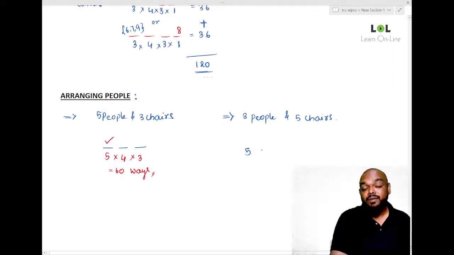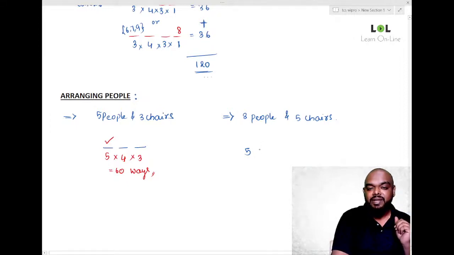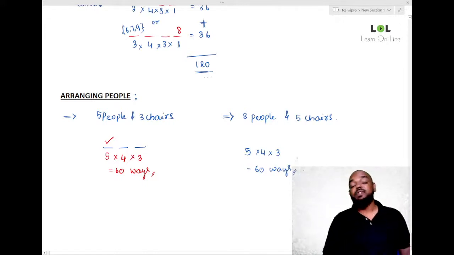Now, when the second person comes, still how many chairs are available? 4 chairs are available. He can sit in 4 different ways. When the third person enters the class, 3 chairs are available. He can fill it in 3 ways. So what do we get? Once again, we can arrange 3 people in 5 chairs in 60 ways.